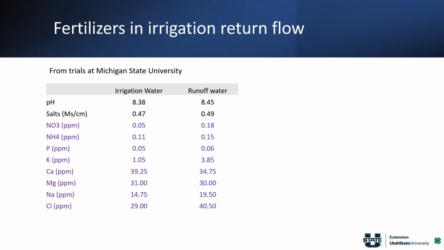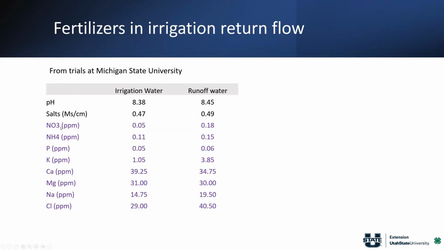So this is a trial from Michigan State University. I was leading this trial. You can see the pH is slightly higher, on the high end. But the salts, when you look at the irrigation water and the runoff water, were not too bad. Even the runoff water had that salt level within the range.